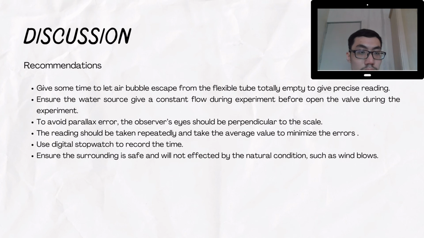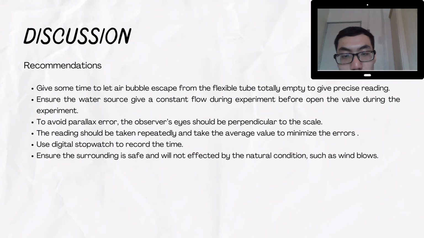So, there are some recommendations for us to minimize the error. The first one is giving some time to let air bubbles escape from the flexible tube totally until empty to give a precise reading. We also need to ensure the water source gives a constant flow before opening the valve during the experiment. To avoid parallax error, the observer's eyes should be perpendicular to the scale. Then, the readings should be taken repeatedly and the average value taken to minimize the error. We also suggest using a digital stopwatch to record the time. Lastly, ensure the surrounding is safe and will not be affected by natural conditions such as wind blowing.